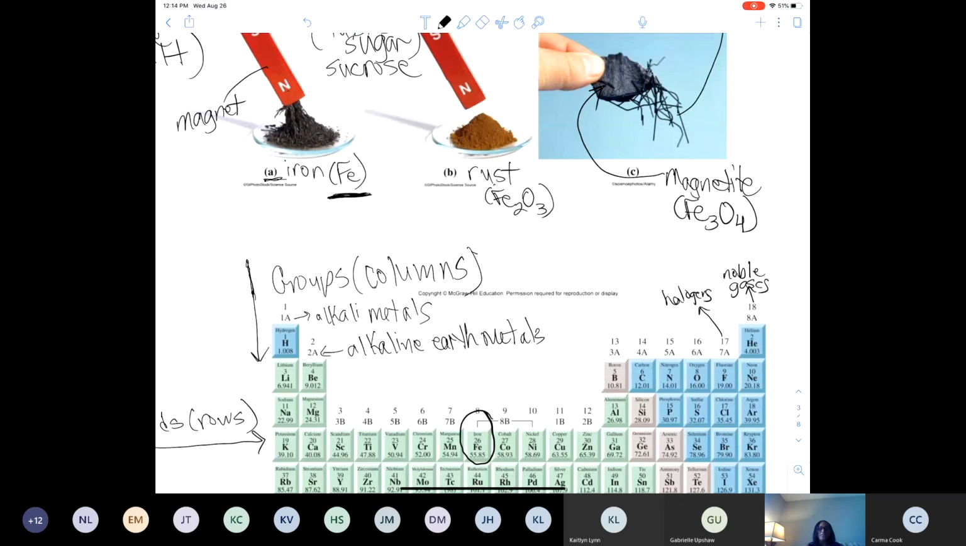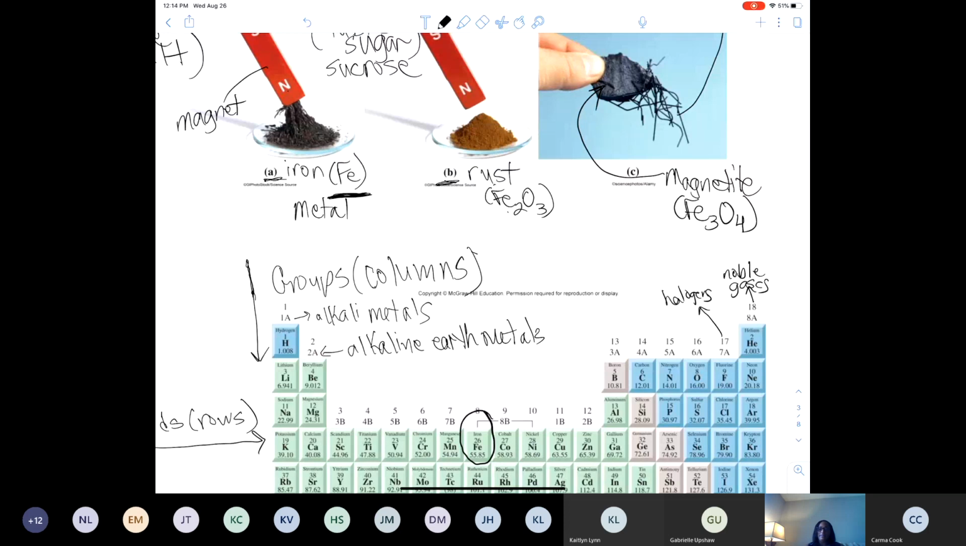So this picture is comparing the magnetic properties of these 3 different substances. Pure iron is a metal, and therefore it has magnetic abilities. It will attract a magnet. The next substance in panel B is rust, which has the formula Fe2O3, meaning there are 2 iron atoms and 3 oxygen atoms. But we see that the rust is not attracted to the magnet like the pure iron is.